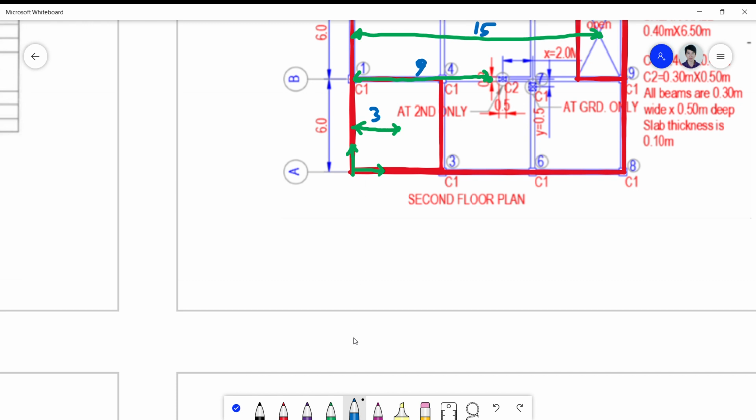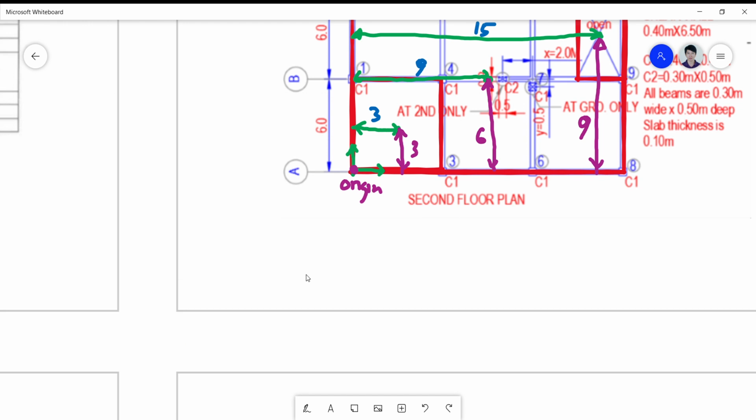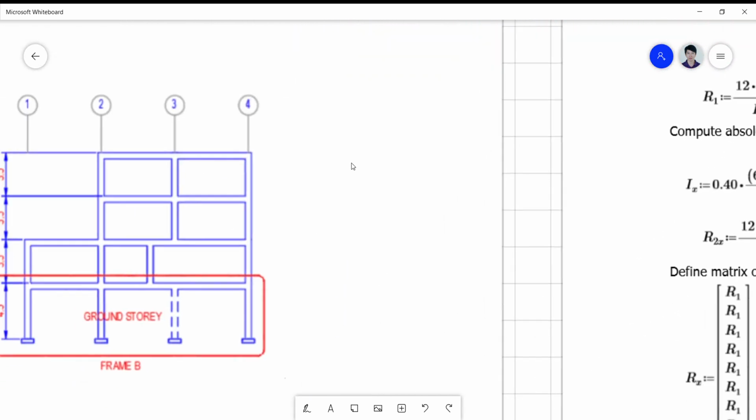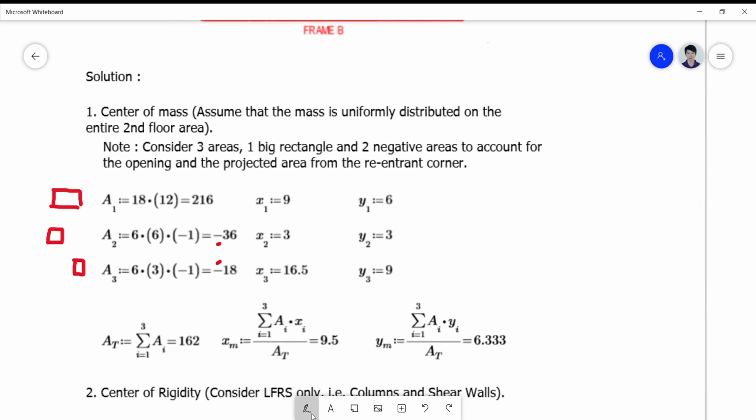So if I'm going to use the y values now, my y here is again 3, my y here is somewhere 6 meters, and my y value here is 6 plus 3 is 9. Okay, so this is referred to as my origin. If you want to refer it from another reference, you may do it. So this is 9, 3, and 16.5.